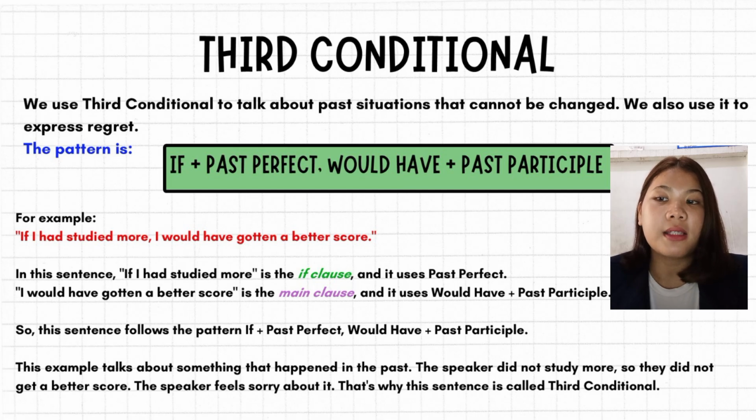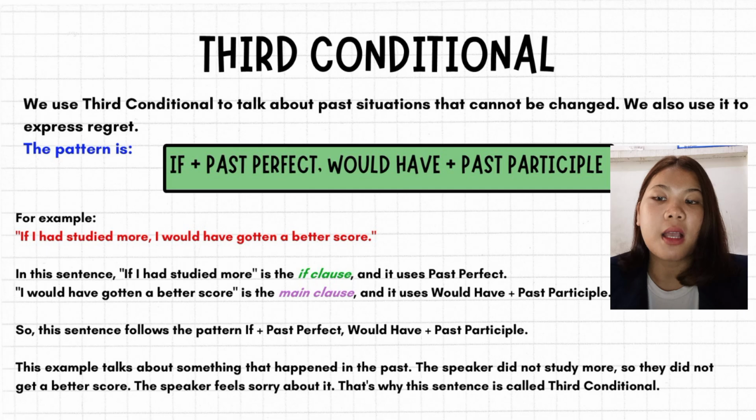In this sentence, if I had studied more is the if clause and it uses past perfect. I would have gotten a better score is the main clause and it uses would have plus past participle. So this sentence follows the pattern if plus past perfect, comma, would have plus past participle.